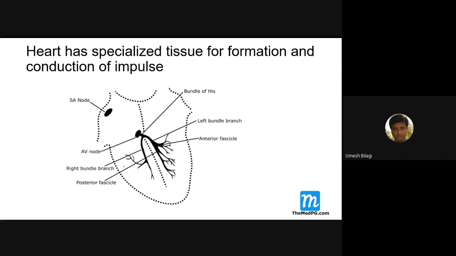You can see that. However, the right bundle, this is the left bundle, the right bundle doesn't have such major divisions. This is something about the conduction tissue of the heart you need to know to understand ECG.